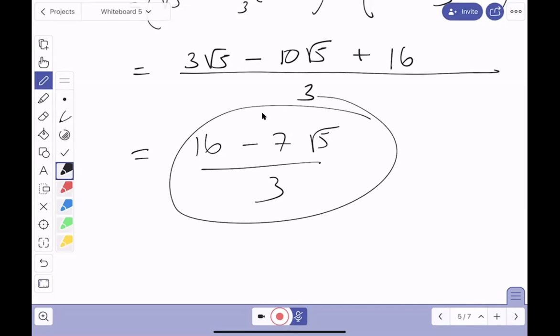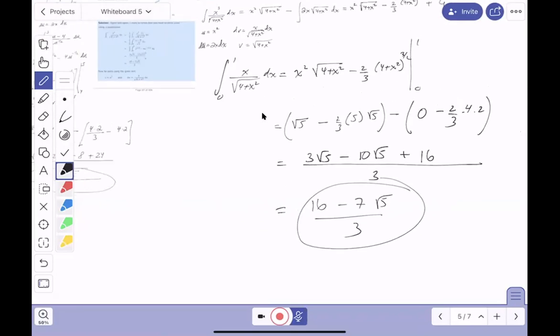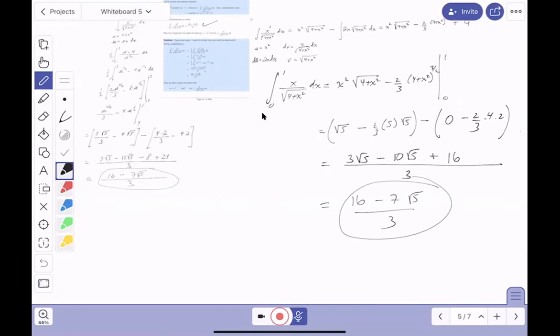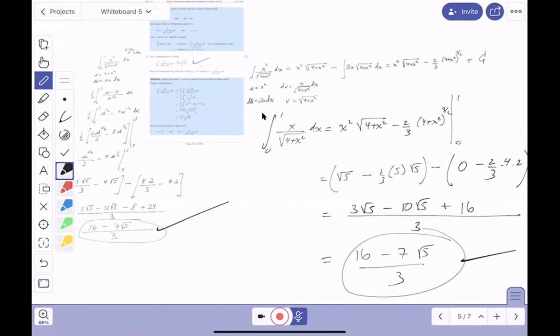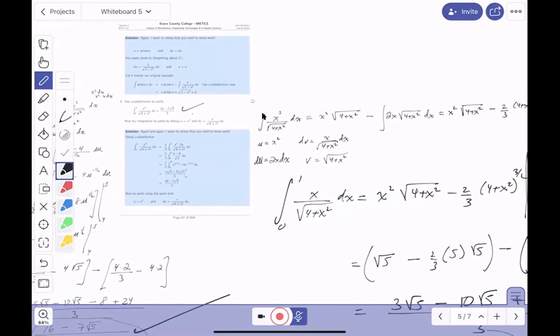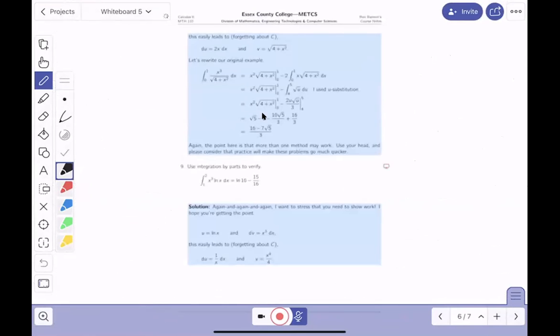By the way, I found the integration by parts far more difficult than u substitution, and that's generally true. Am I getting the same exact answer, though? Of course I am. All right. So let's keep moving. The next question.